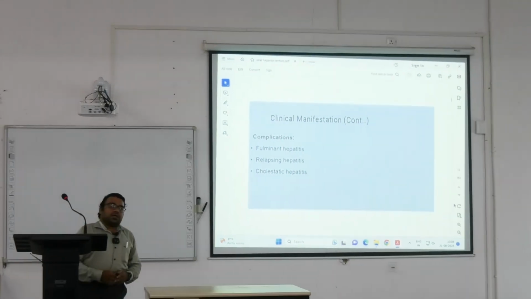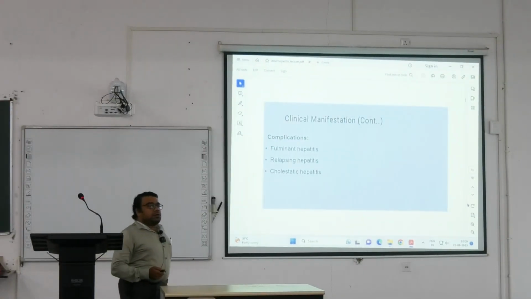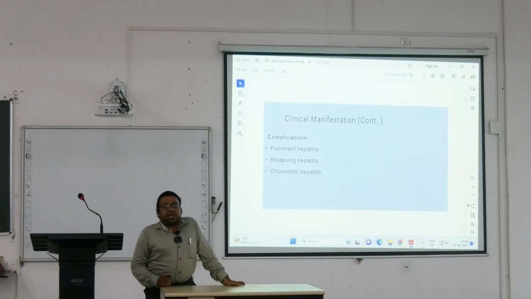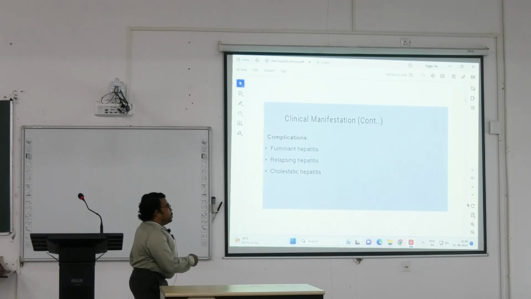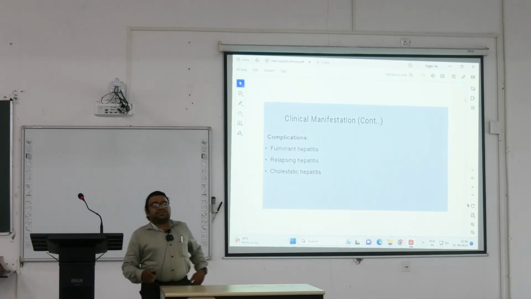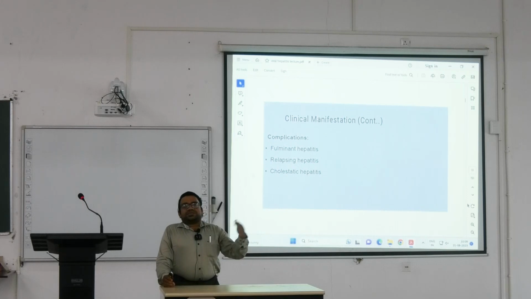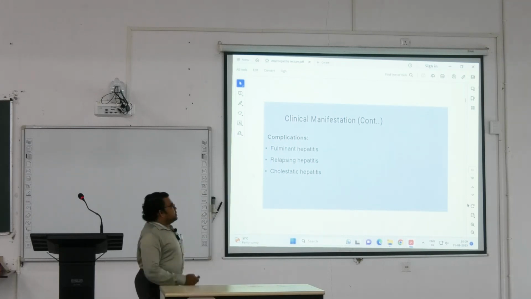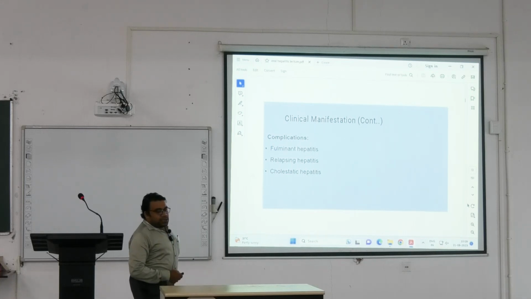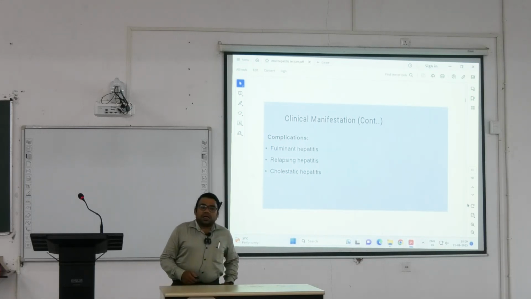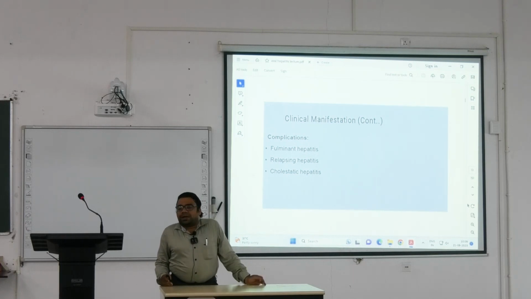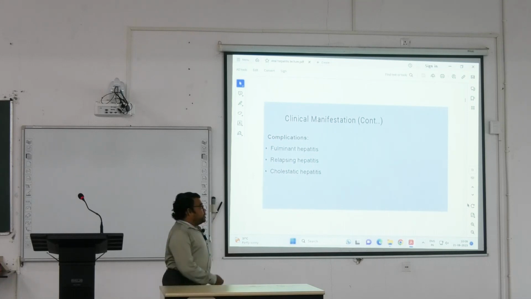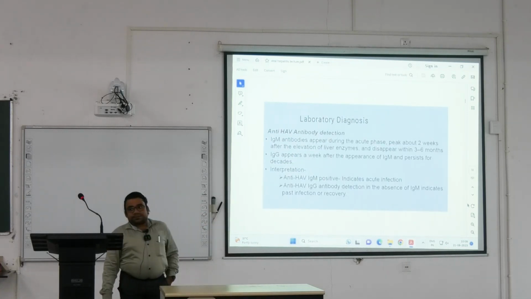Fulminant means it will progressively increase and may even cause death in the patient. Sometimes it may cause relapsing hepatitis. That means the patient gets better and then again the virus starts replicating and the patient manifests again. And sometimes it may lead to cholestatic hepatitis. Cholestatic hepatitis means the drainage of the bile is altered and there is accumulation of bile salts. So these could be the manifestations.